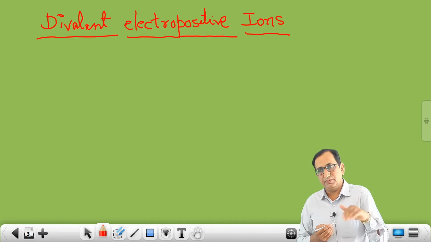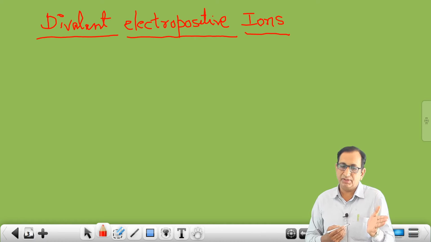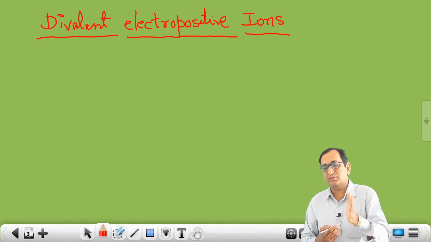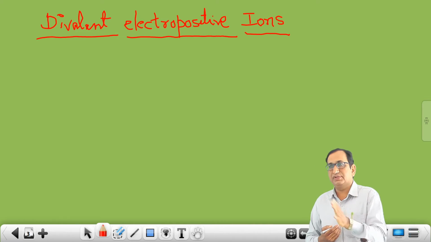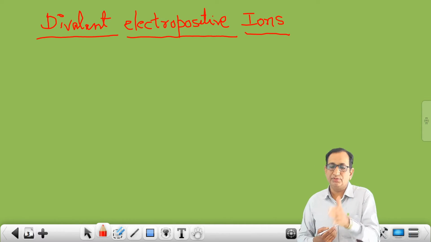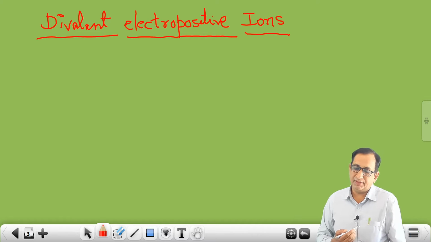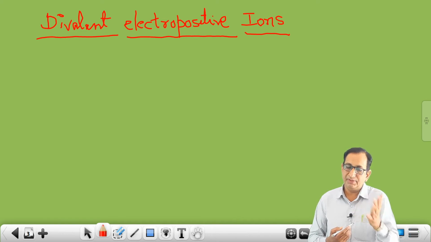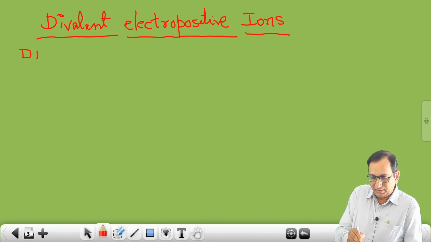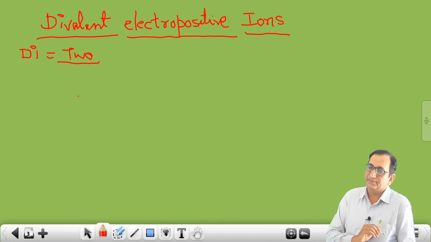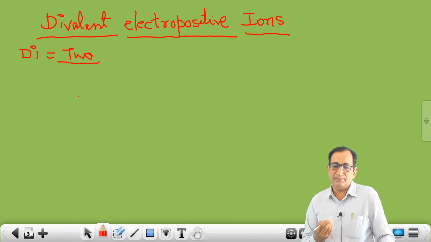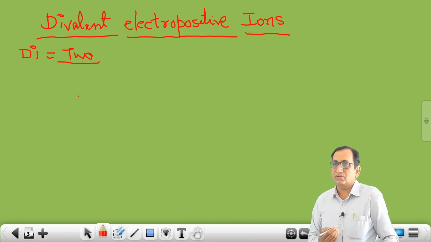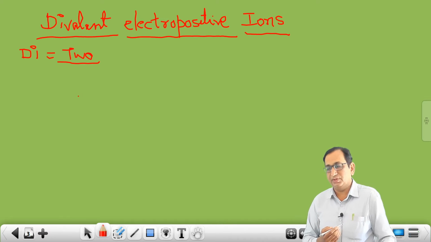We have discussed earlier only the monovalent electropositive ions, having plus 1 charge. That is over, and now we are going to start with the divalent. Here students, mono means single, 1, and di means 2. Here the word di is for 2 only, so here 2 plus valency, 2 positive valency. So some elements have plus 2 charge on them.